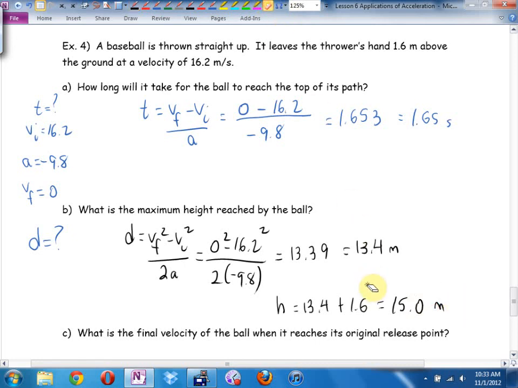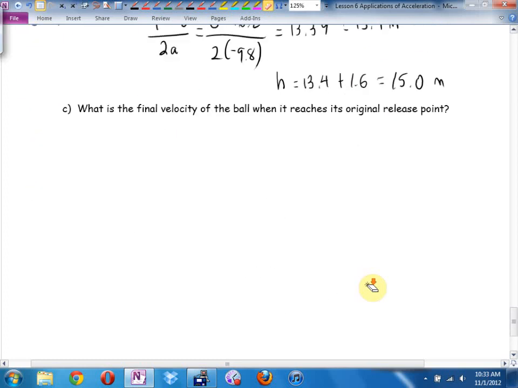Can you make it, Matt? Nothing? What's the final velocity of the ball when it reaches its original release point? What? Oh, yeah. Which was what? Negative 16.2 meters per second. Okay.